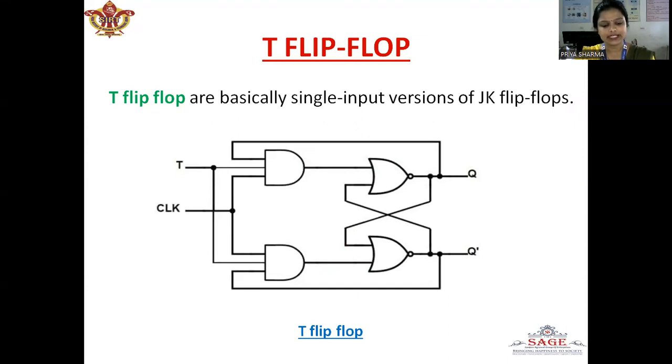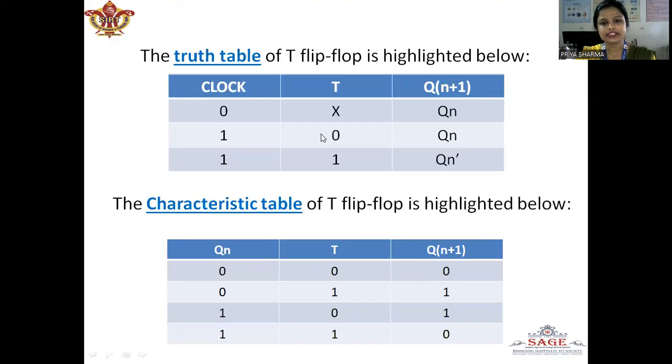These are basically single input versions of the JK flip-flops. This modified form of the JK is obtained by connecting the inputs J and K together. It has only one input along with the clock input. These flip-flops are called T flip-flops because of their ability to complement their state, that is toggle, hence they are named toggle flip-flops, as I told you earlier at the start of this presentation. So we have combined these two inputs of the JK flip-flop and made it a single input. This is the truth table.